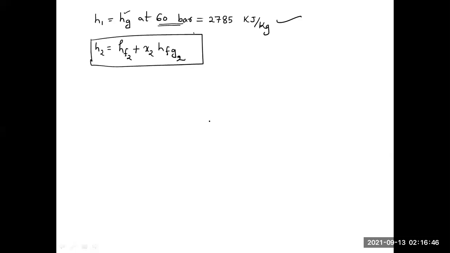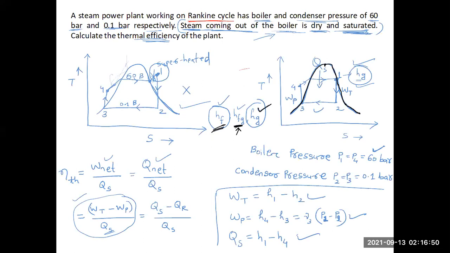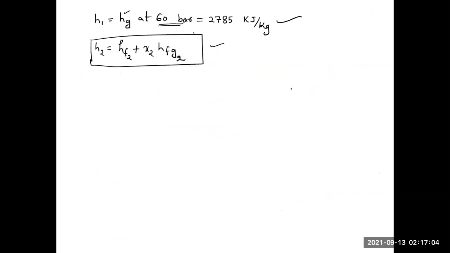So when to use this formula? If some points lie in between the saturated liquid and saturated vapor line. Left-hand side is saturated liquid, right-hand side is saturated vapor. If some points are in between these two lines, then the enthalpy at that point is calculated using the formula H equals HF plus X into HFG. By using this formula, we can calculate the enthalpy at that point.